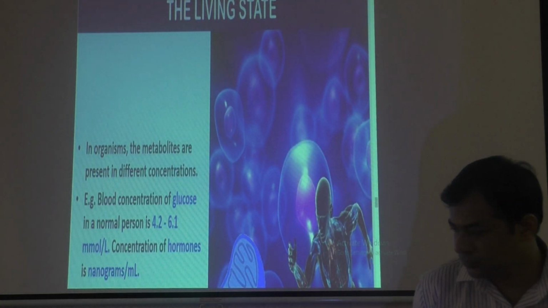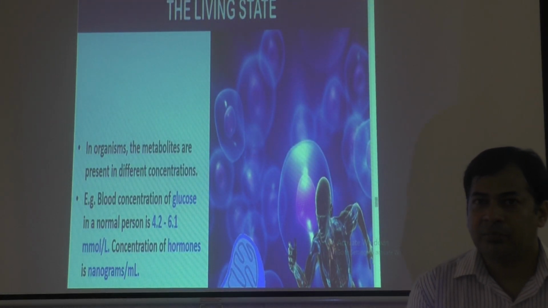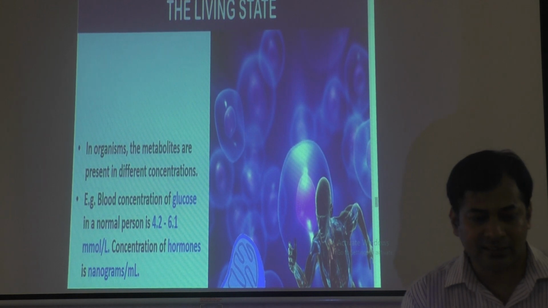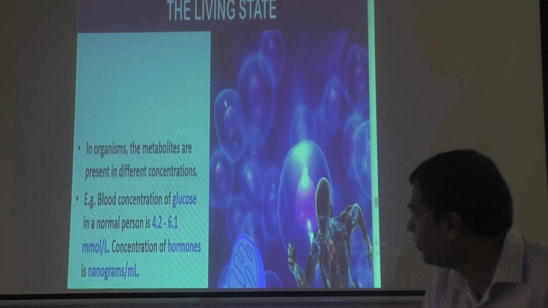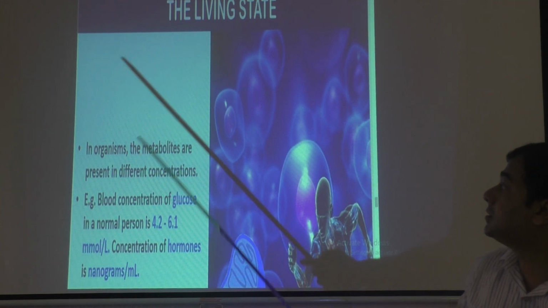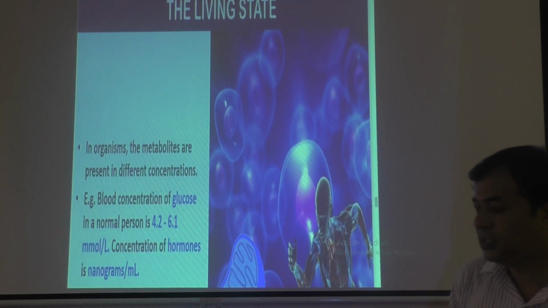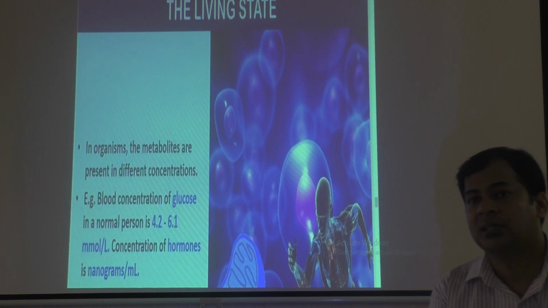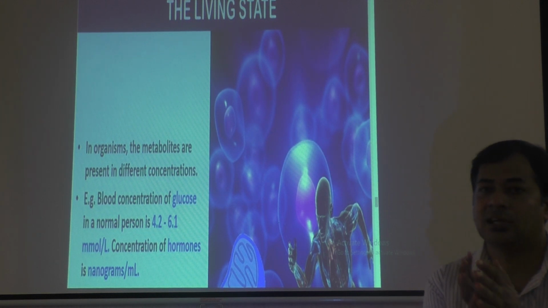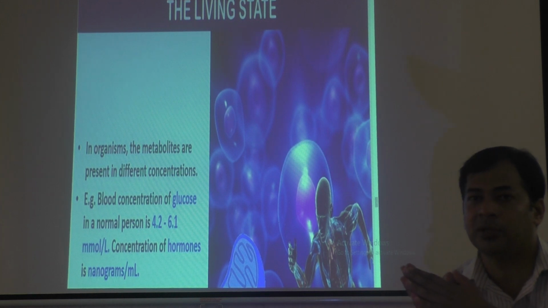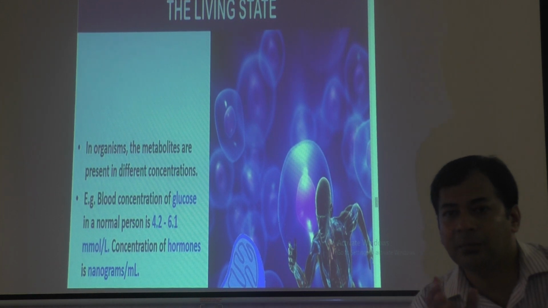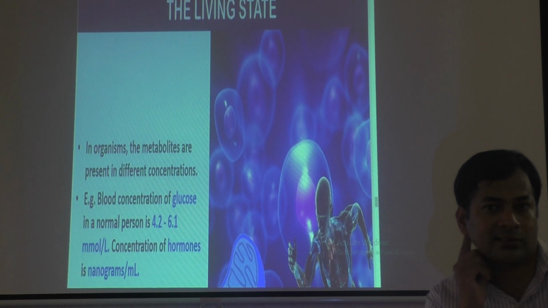Then the next interesting part we are learning is the living state. In organisms, metabolites are present in different concentrations. You know what metabolites are? During the conversion of one biomolecule to another biomolecule, some intermediate compounds are produced. I told you in the last class.